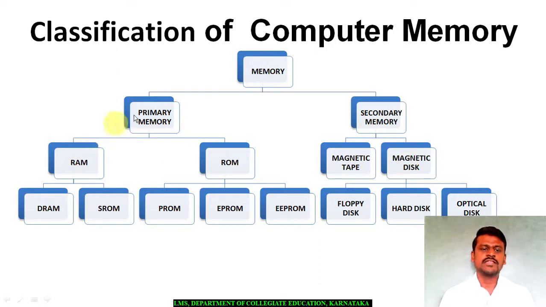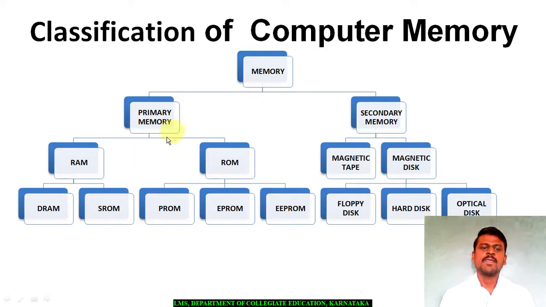First we will check the primary memory. RAM is again divided into DRAM and SRAM. ROM is again divided into PROM, EPROM, EEPROM. Next, in the secondary memory, magnetic tape and magnetic disk, and magnetic disk is again divided into 3 types: floppy disk, hard disk and optical disk. Now we will see these memories in detail.